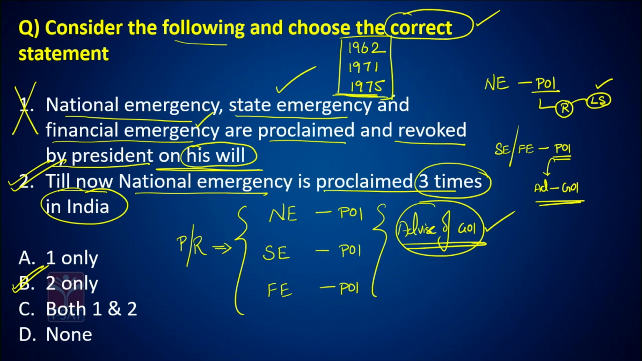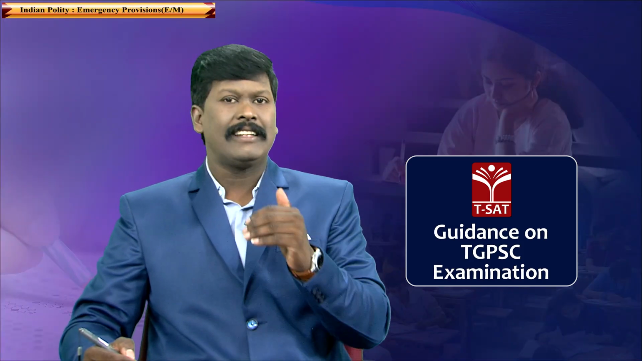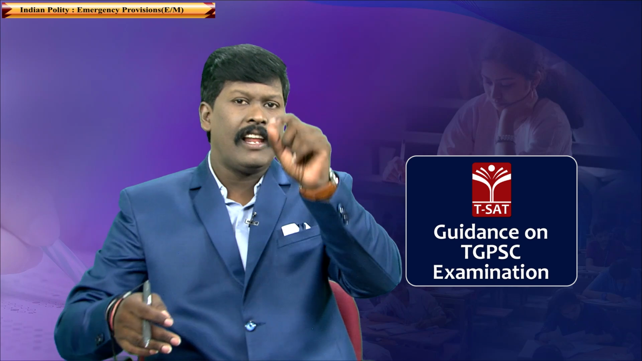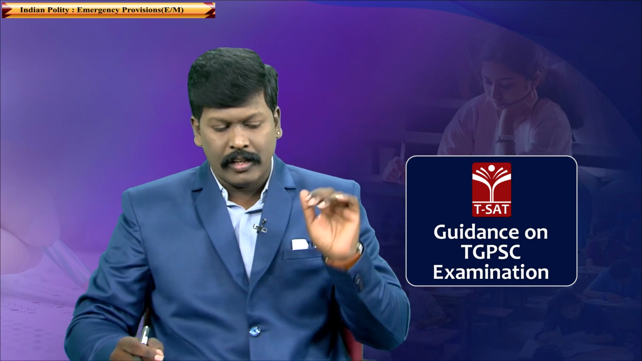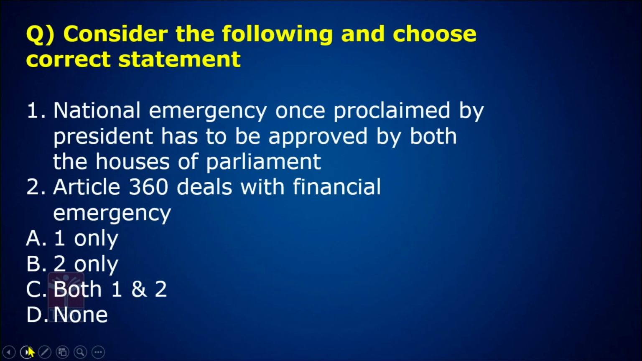National emergency is proclaimed in India till now 3 times. 1 in 1962, India-China war. 2, 1971, India-Pakistan war. 1975, internal disturbances. So this is your first question. Consider the following and choose the correct statement.